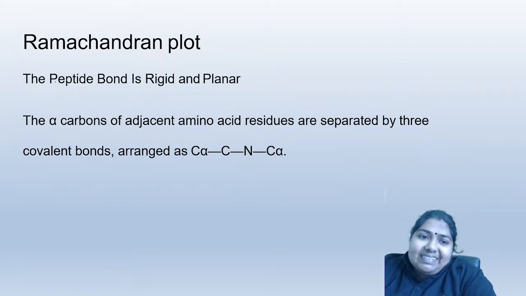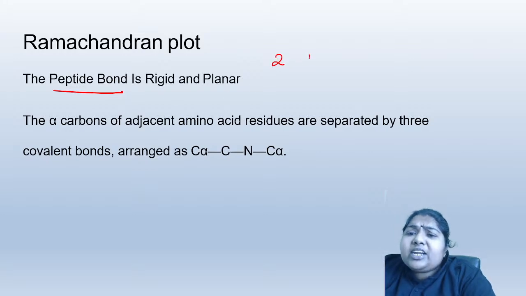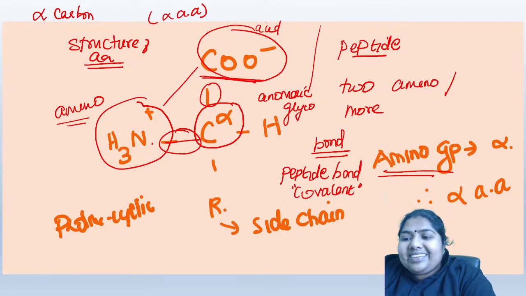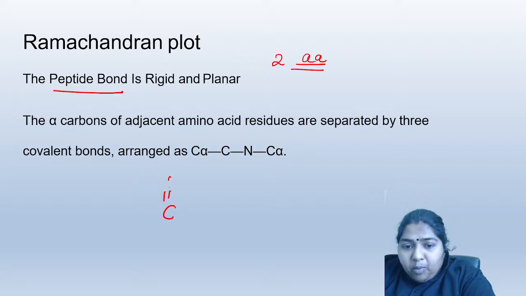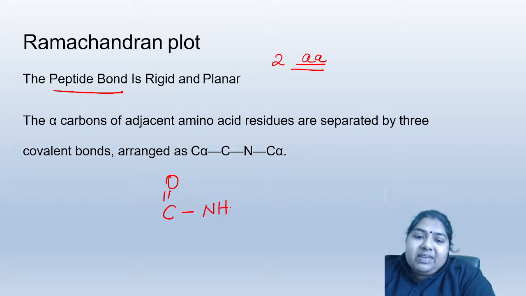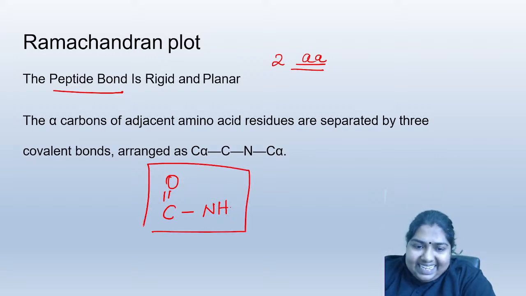Right. So as I said, the peptide bond that is being formed between any two amino acids. So which two groups are going to react whenever a peptide bond is going to get formed? It is going to be your C double bond O and N. So that is why, if your two amino acids are going to form a bond, between which groups is the bond getting formed? Between C double bond O and NH.